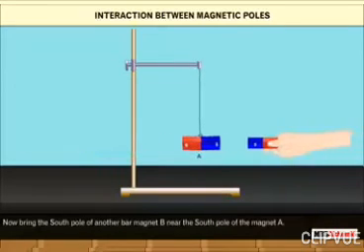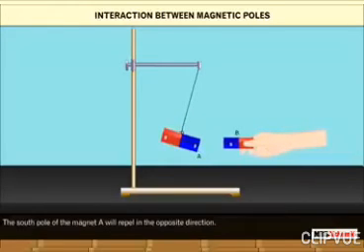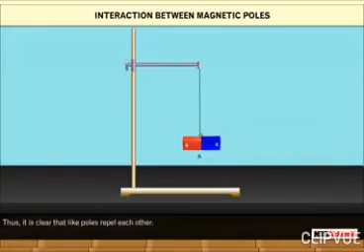Now bring the south pole of another bar magnet B near the south pole of the magnet A. The south pole of the magnet A will repel in the opposite direction. Thus, it is clear that like poles repel each other.